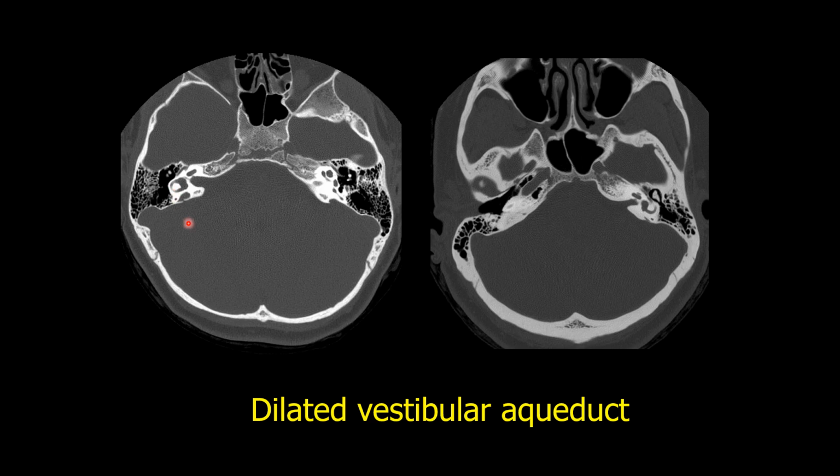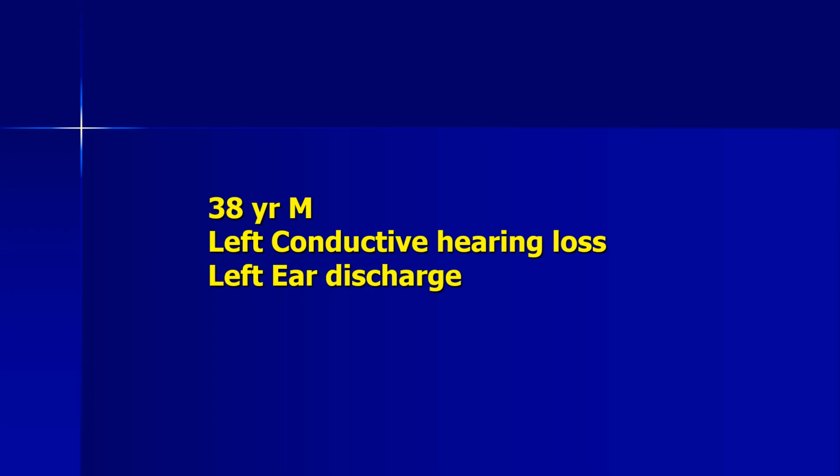So this is an abnormal dilated vestibular aqueduct, which is a very common congenital anomaly leading to sensorineural hearing loss and vertigo. Next clinical case is a 38-year-old male presenting with left-sided conductive hearing loss and left-sided ear discharge.